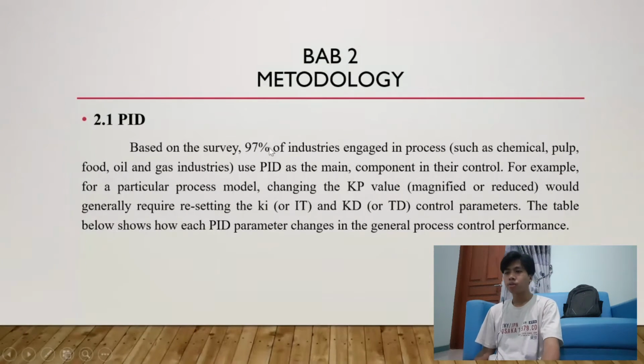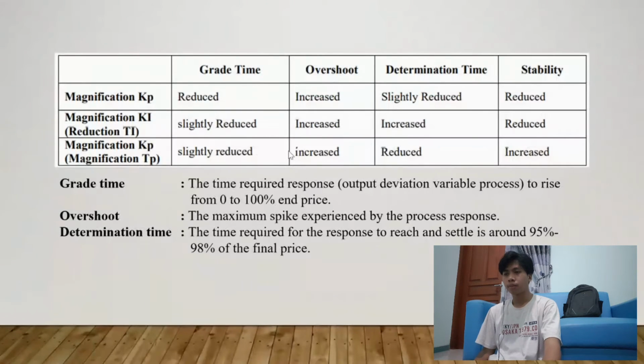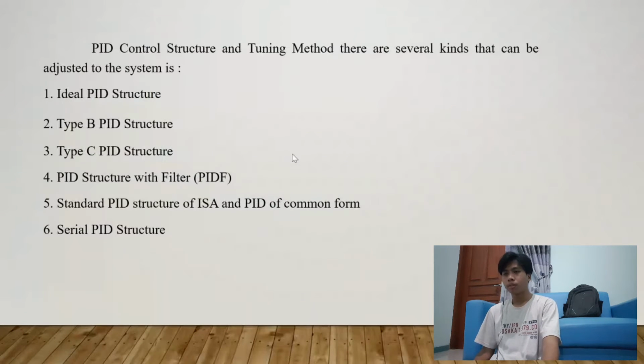The table below shows how each PID parameter change affects general process control performance. If you want to see that table, you can pause to catch this point. So next, there are 6-point PID control structure and tuning methods. If you want to catch this point, you can pause this video.